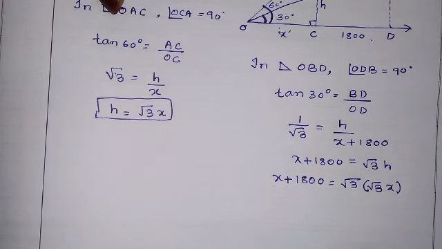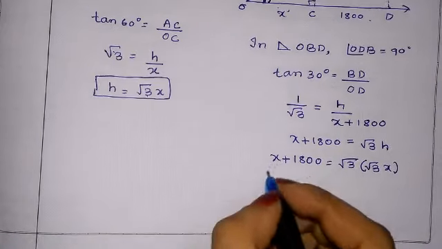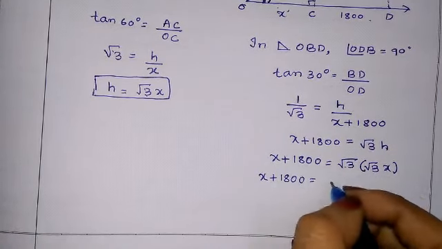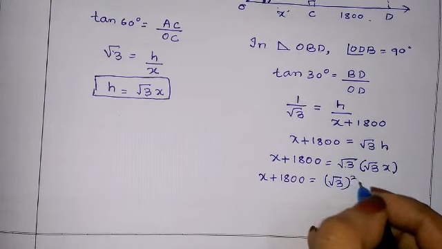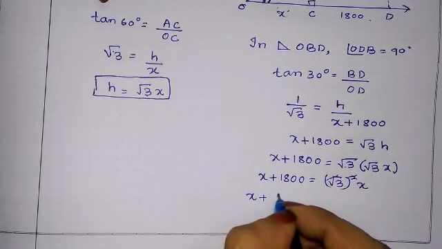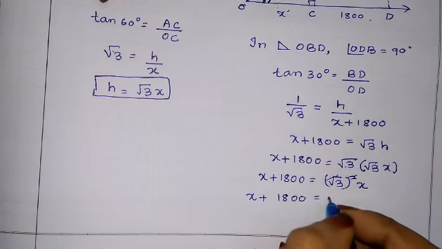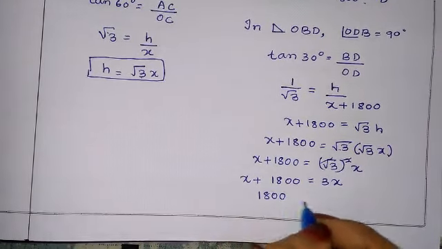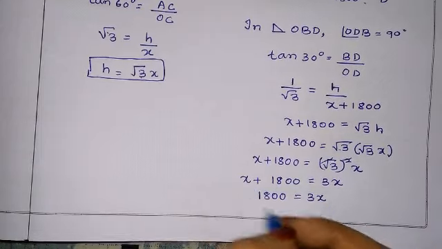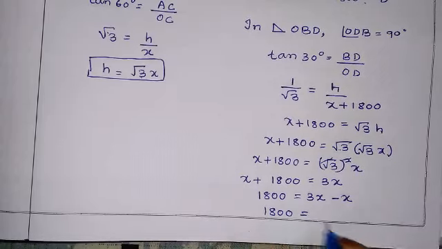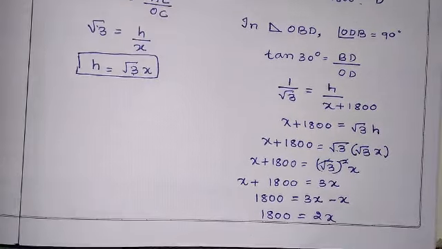So now let us solve. X plus 1800 I'll keep as it is equals to root 3 into root 3 X. Square root gets cancelled. X plus 1800 is equals to 3x. Now 1800 let it be here only, 3x as it is minus x. 1800 is equals to 2x. What we got? 1800 is equals to 2x we got.